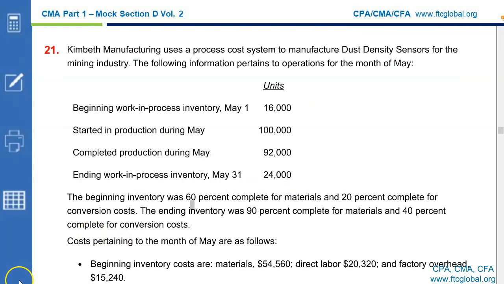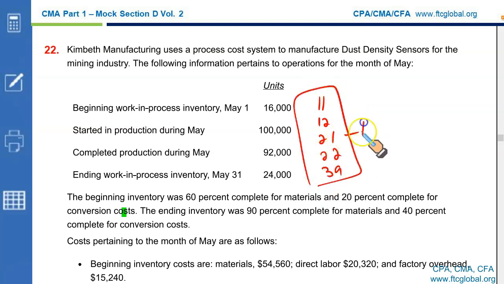Question number 21 and question number 22 have already been completed in the sequence of questions we did previously, as a part of questions 11, 12, 21, 22, and 39. They were all done together under the FIFO method. So that means now we should jump to question number 23.